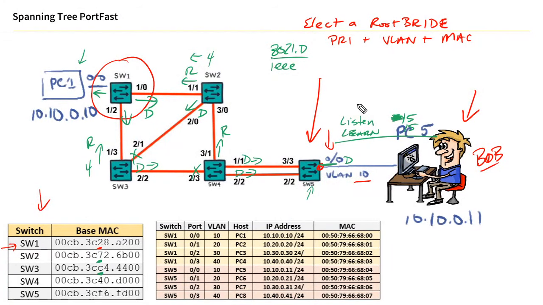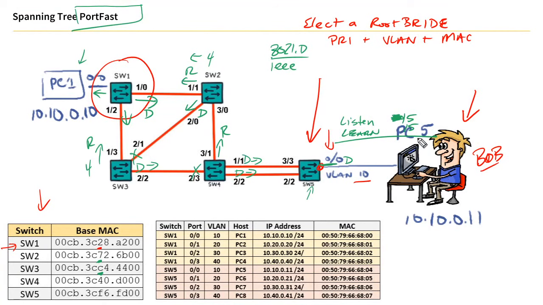So to solve this, what we can use is a feature called PortFast. PortFast can be implemented in a few different ways, but here's the basic gist of it. If PortFast is enabled on a port, it simply says, relax, spanning tree. There's nothing out there that's going to harm you. Just go forward. Skip the listening and learning state if you're running IEEE 802.1D. Skip the learning state if you're running rapid spanning tree. Just go to forwarding. It'll be okay. And that's how it works.